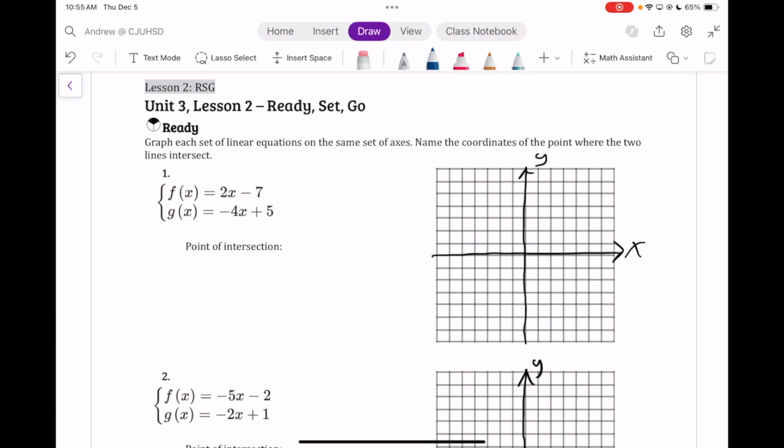So the first function has a -7 at the end. I'm going to go down on the y-axis to -7. 1, 2, 3, 4, 5, 6, 7. The very bottom. Now the slope is the number in front of x, 2. So I'm going to go up 2 and over 1 as a staircase over and over again, as many times as I need to get to the other edge of the graph. There's where my line goes through.